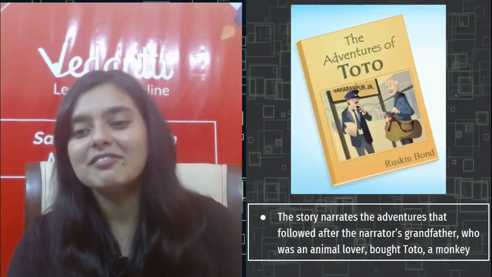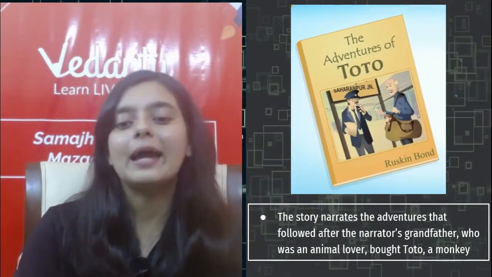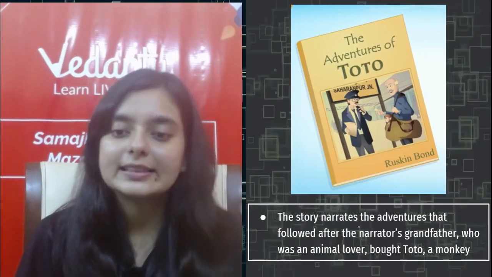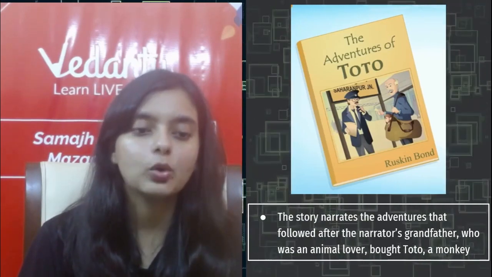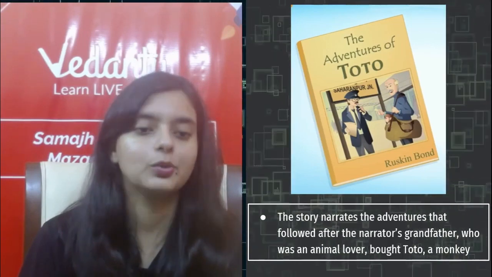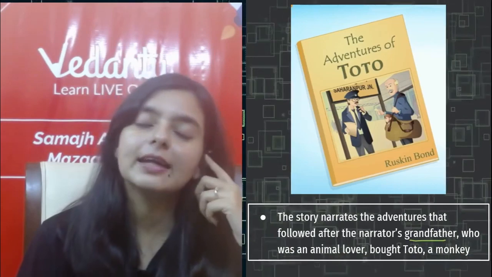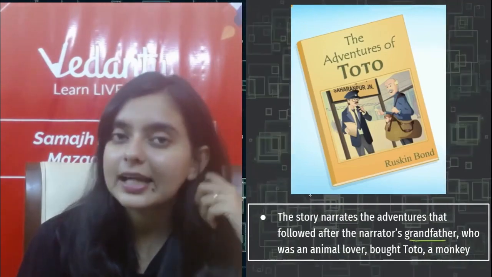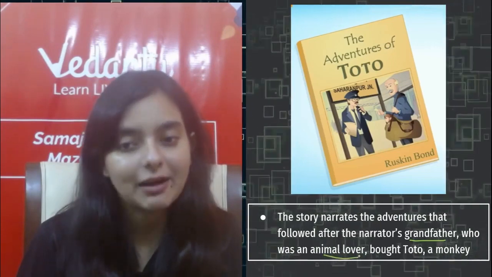Okay, so now we will start with Adventures of Toto by Ruskin Bond. The story narrates the adventures that followed after the narrator's grandfather, who was an animal lover. So you can see over here, very important characters. If you're sketching the character sketch of the grandfather, of course you have to know that he is an animal lover.